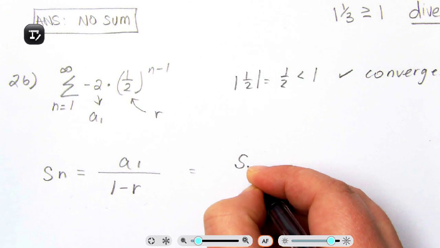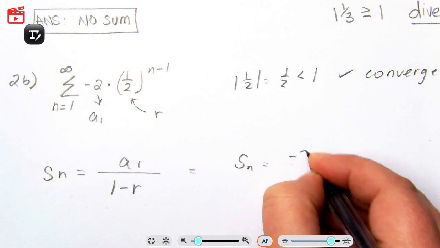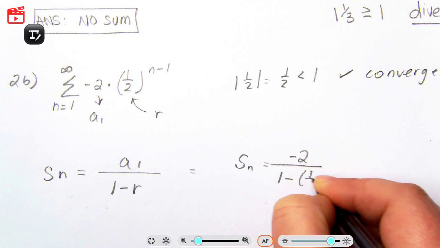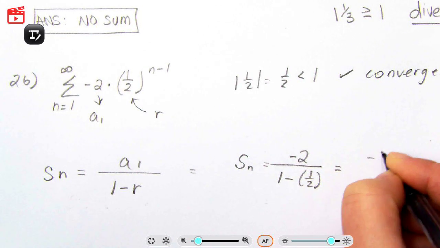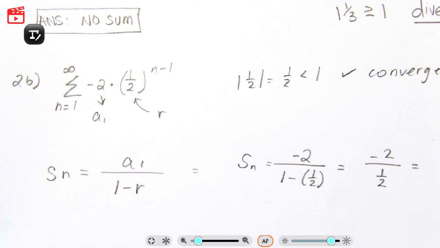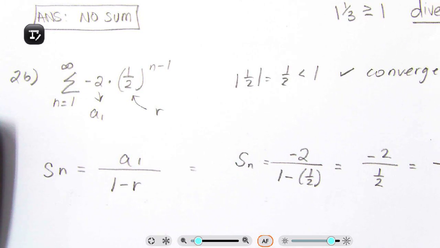So S sub n is equal to a sub 1, which is negative 2, over 1 minus r, where r is 1/2. So I have negative 2 divided by 1/2. So it should give me negative 4. And again, sometimes I don't trust myself, so let's do this on the calculator. Negative 2 divided by 1/2 is in fact negative 4. So it converges to negative 4.